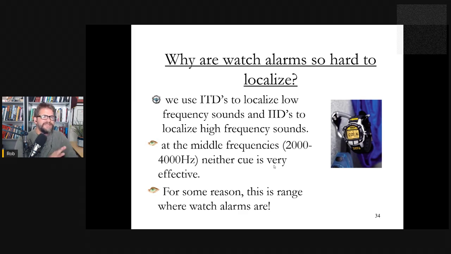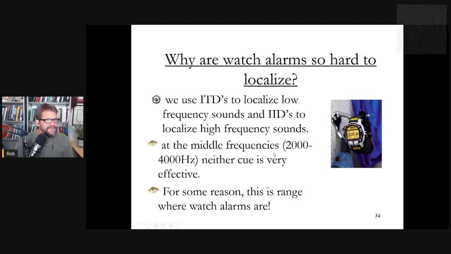Why are watch alarms at that frequency, then, if they're hard to locate? Well, there's actually kind of a trade-off here between detection and localization. Detecting, noticing that there's a signal there, noticing it's time to get up, those frequencies are different than the ones that are optimal for localization.